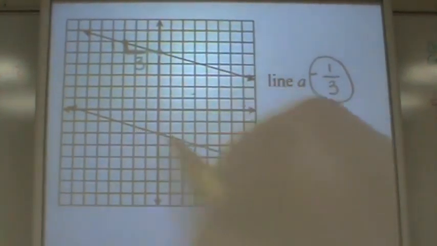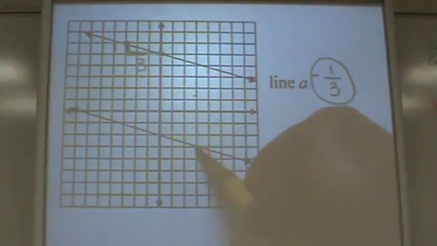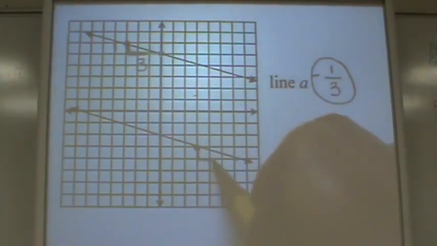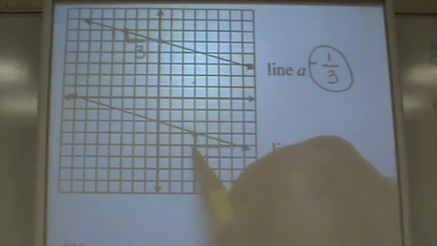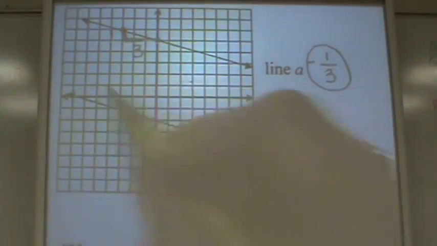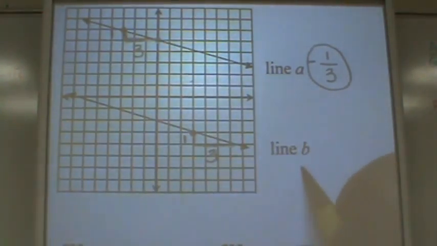And line B, if you pick 2 points, they don't have to be in the same area, but if you look at these two right here, this has the same rate of change. This is a 1, and this is 1, 2, 3. And they're both going down, so the slope of this one is also negative 1/3.